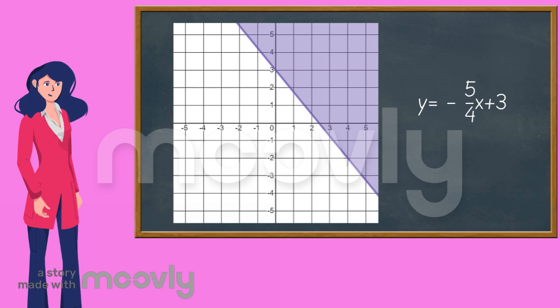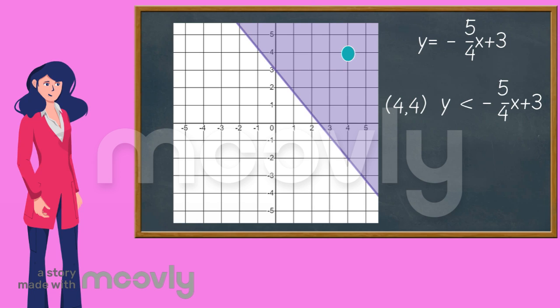And then what we're going to do to try and figure out this inequality is we are going to select a point that is in our true region. So I'm going to pick this point right here, 4, 4. And now I'm going to pick an inequality sign. Let's pick less than. And we want to make sure that this is true. If we have the right inequality sign, this should be true.